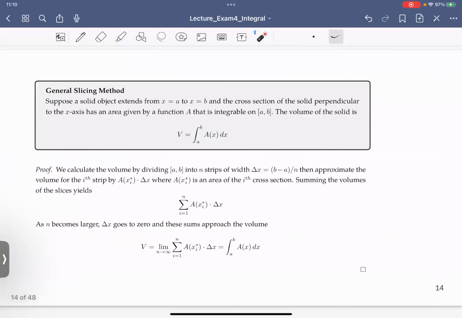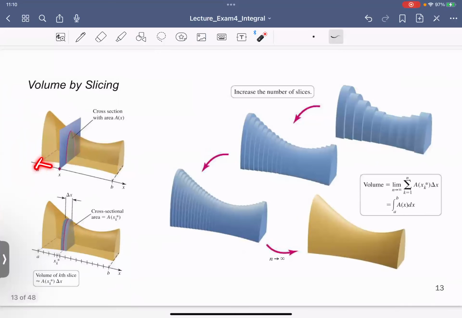So let's try. The question is going to give you A(x), which is the area of the cross section. They're going to tell you that when we cut, the cross section is going to be this shape. And then what you have to do is find A(x) first, and then put in the upper bound and lower bound. This is where you integrate from here to here. This is a to b.